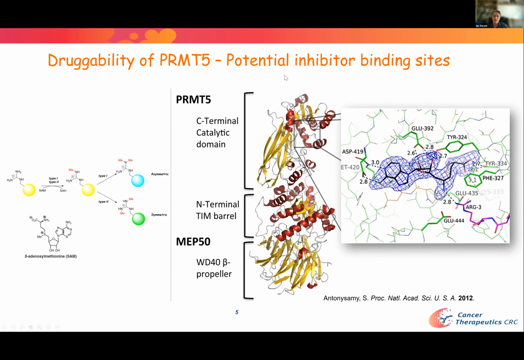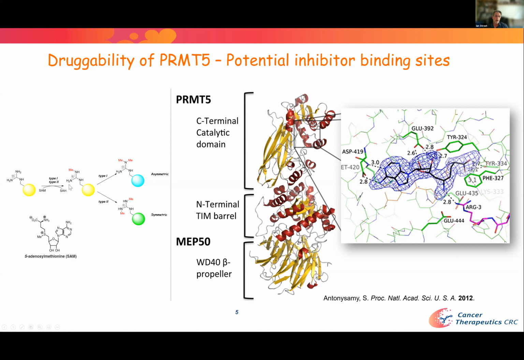So the first step when a project comes to us, if the biology and therapeutic hypothesis get a tick, is that we have a look at the protein with a view to its druggability. This is probably a word you've heard many times. Is this a druggable target?